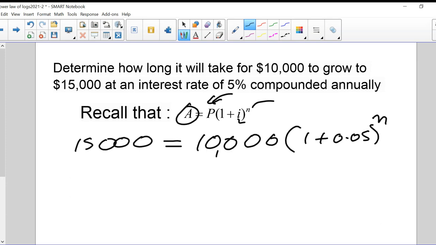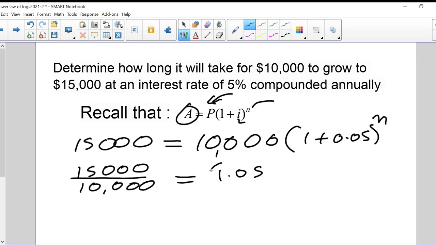Divide both sides by 10,000. That's actually a pretty good step. So let's do that. So 15,000 divided by 10,000 is equal to, I'm just going to call this 1.05 now, because 1 plus 0.05 is 1.05, to the power of n. Okay.